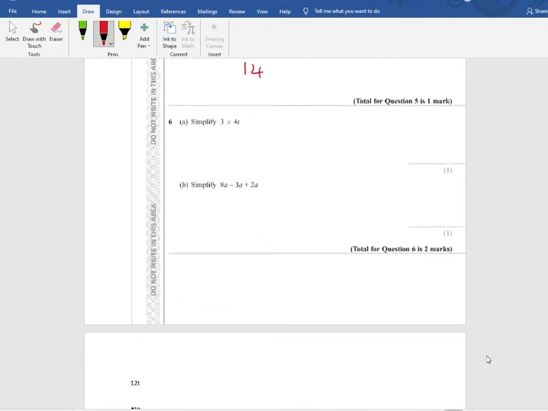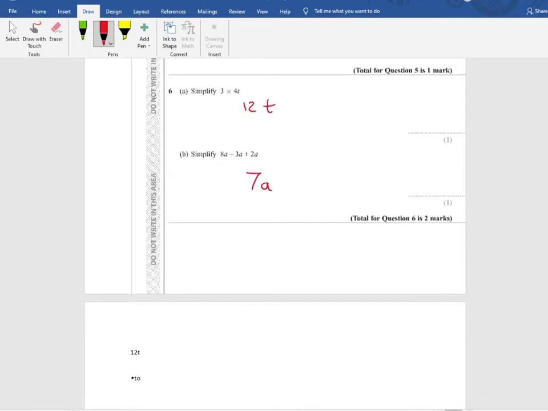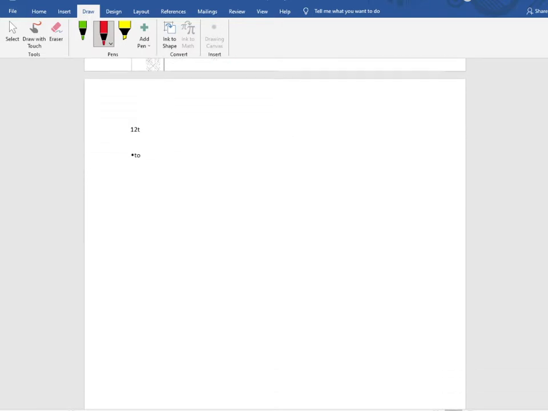Simplify 3 times 4t, which is 12t. 8a minus 3a plus 2a. That's 5a, 7a. Non-calculator paper this.